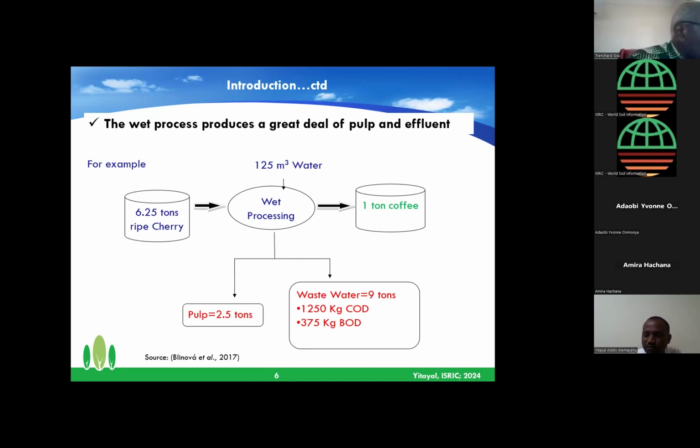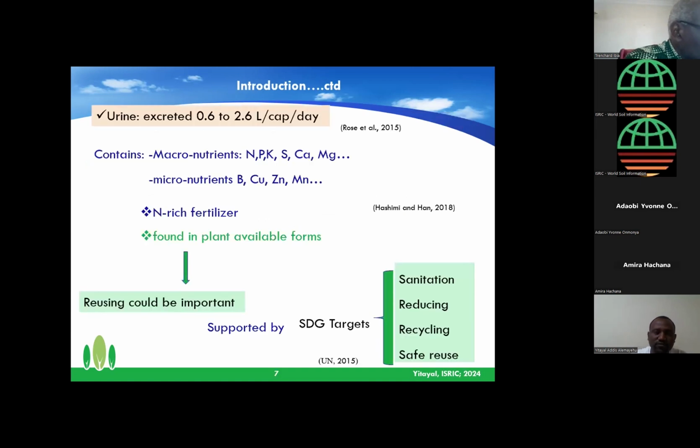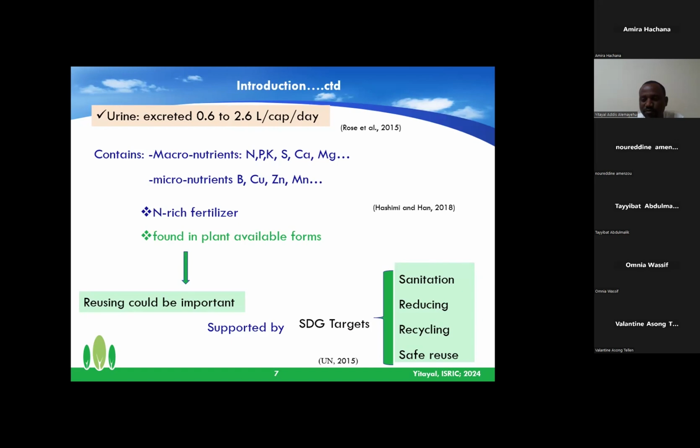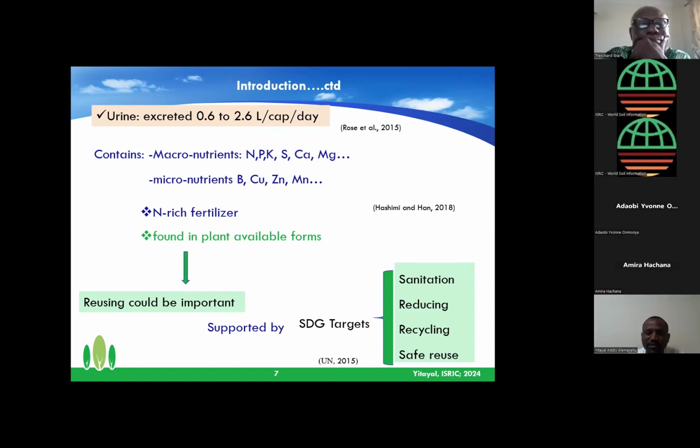We know the contribution of coffee for the economy, but we can also process the waste to produce fertilizer. What about urine? Urine is known to be rich in nutrients. So we need to process it again, mixed with another substance, because urine is rich in nitrogen. We have to search for another substance for the mixture to process, okay? So all the nutrients in the urine are found in plant available forms. That is one advantage again.